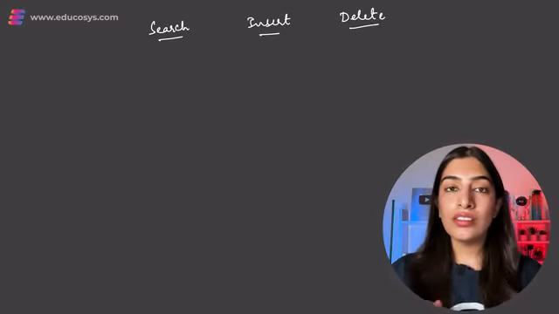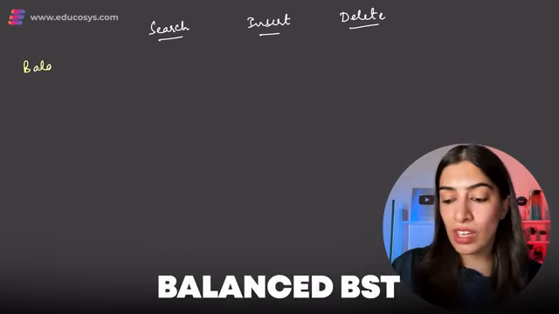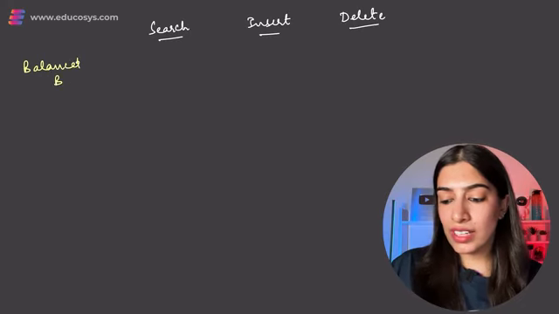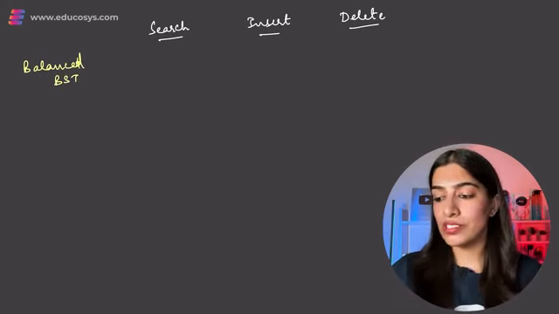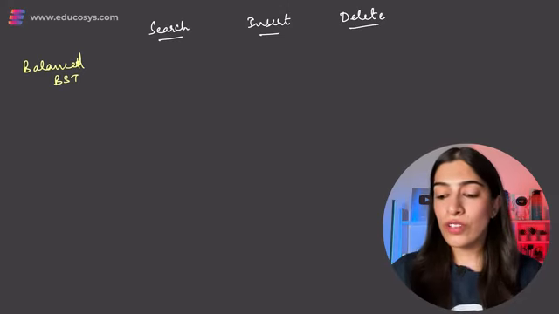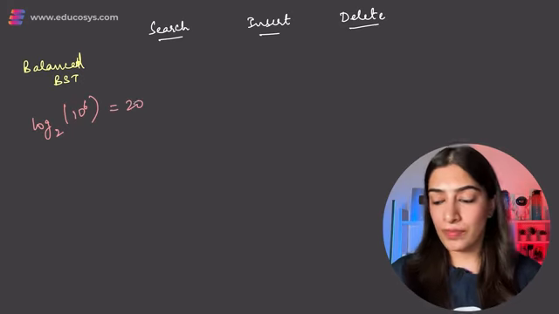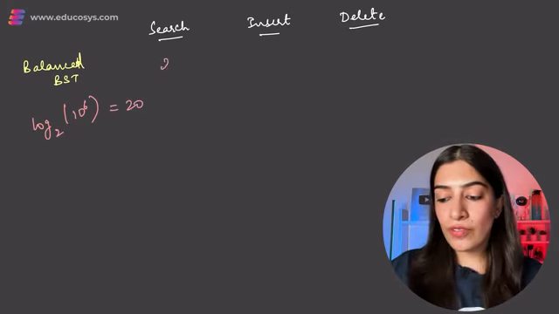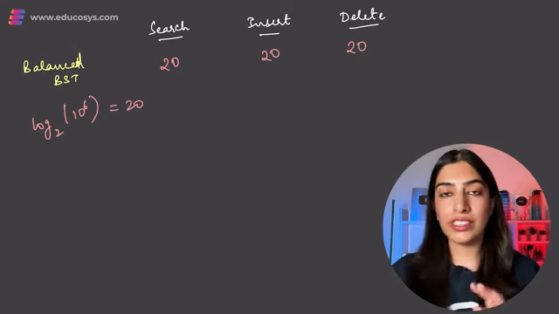The most common solution that is going to come to your head, if you did not know about B tree, would be balanced BST. Why? Because it is the most common solution, right? It offers us logarithmic time for searching, insertion, and deletion. So if we consider 1 million records, what would be the answer? If we have 1 million records, log base 2 of 10 power 6 roughly comes out to be 20. That means we would have to do 20 IO operations with the hard disk for search, insert, and delete.